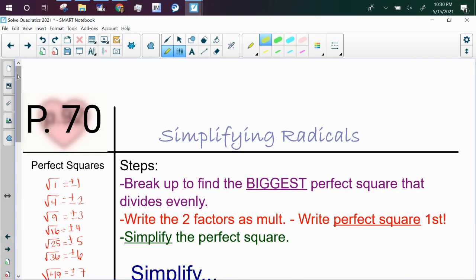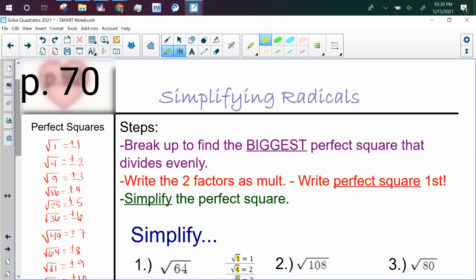So let's start working it. So the steps to simplifying radicals, we always break it up to find the biggest perfect square that divides evenly. Now the divides evenly is important. Remember when we were doing the factors for the greatest common factor? Dividing evenly means no decimals. We want a whole number for it to divide evenly. So no decimals.